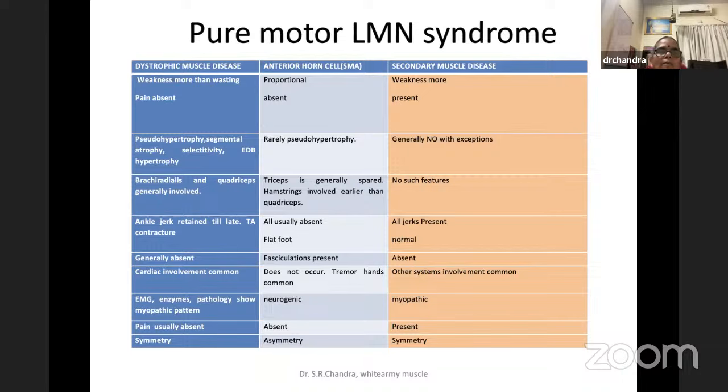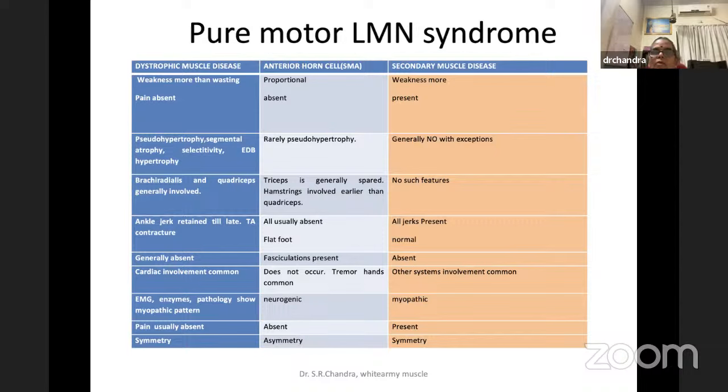In anterior horn-cell disease, weakness and wasting are proportionate. Pain is absent. Rarely pseudohypertrophy, whereas in dystrophic muscle disease it is very common. It is very rarely reported here. And triceps is generally spared in anterior horn-cell disease. And hamstrings are involved earlier than quadriceps. And ankle jerk is also absent. Instead of TA contracture, these people have flat foot. And fasciculations are present. And cardiac involvement is not common. Tremor in the hands is common. And EMG will show neurogenic pattern. Pain is absent. And asymmetry is common.